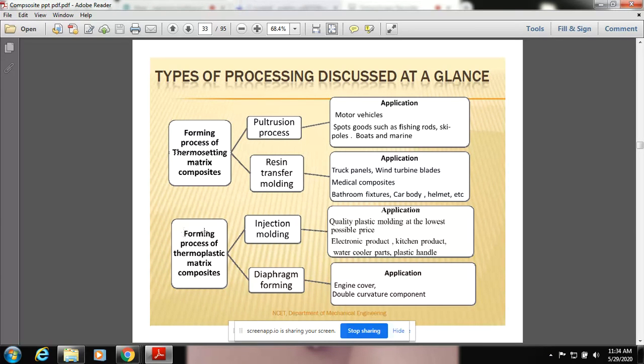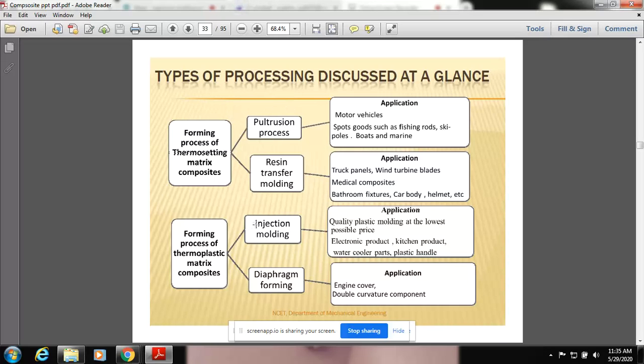And for thermoplastic, we have two types. One is injection molding, the other is diaphragm forming. I just left out one point here, that is the hand layup process. Hand layup also comes under thermosetting. And one more thing, this pultrusion is a closed process.